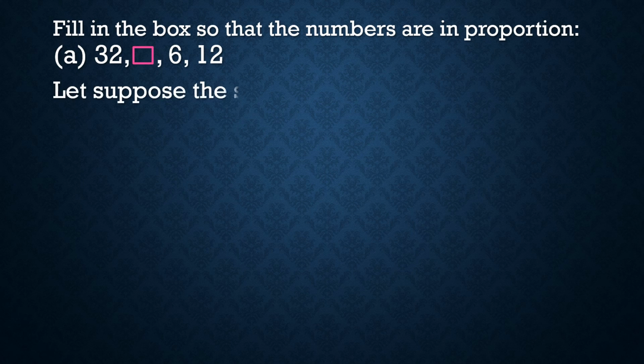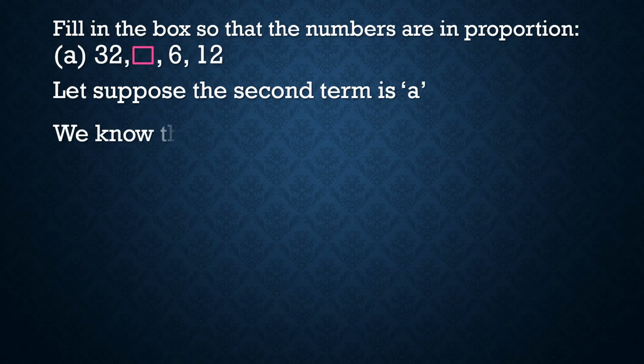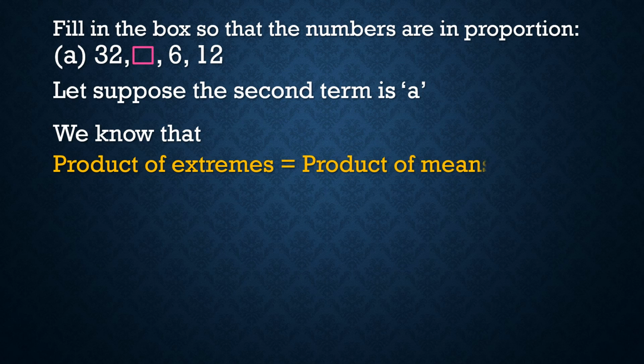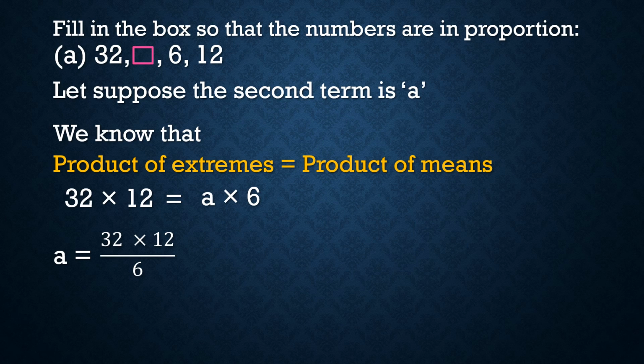Let's suppose the second term is A and we know that product of extremes is equal to product of means. Now put the value. 32 multiplied by 12 is equal to A multiplied by 6, where A is the second term which we have to find out. By cross multiplication, A is equal to 32 multiplied by 12 upon 6. See, 6 and 12 both are divisible by the same digit 6.